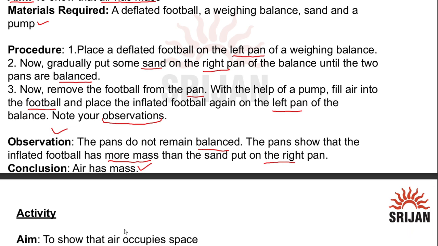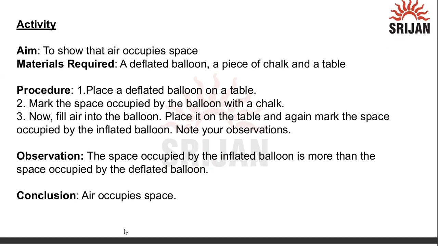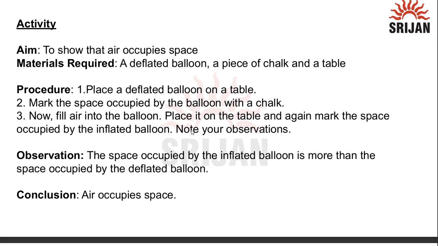Moving on to the other activity, to show that air occupies space. For this, we require materials like a deflated balloon, a piece of chalk, and a table. The procedure: place the deflated balloon on a table and mark the space occupied by the balloon with chalk. Now fill air into the balloon, place it on the table, and again mark the space occupied by the inflated balloon, and note your observation.